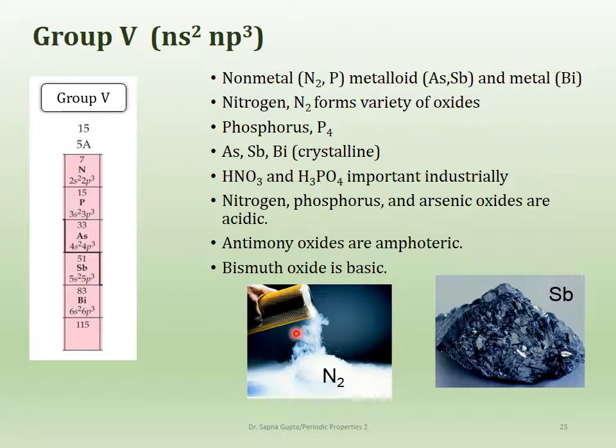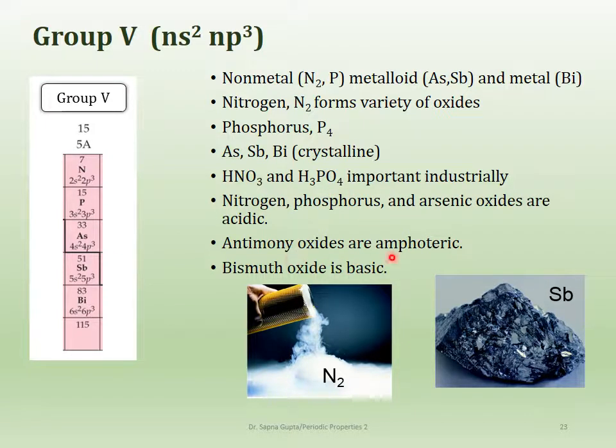All the other elements that we've been talking about so far, including carbon, were all solids. But now we're actually getting into gases. So nitrogen is a gas. Phosphorus is a solid, and phosphorus actually exists as P4, just like nitrogen exists as N2. Nitrogen and phosphorus will give you acids as their oxides. So NO2 will give HNO3, which is nitric acid, and phosphorus oxide will give phosphoric acid.